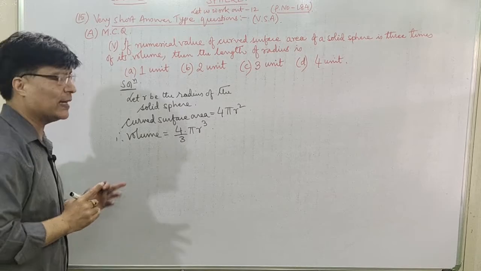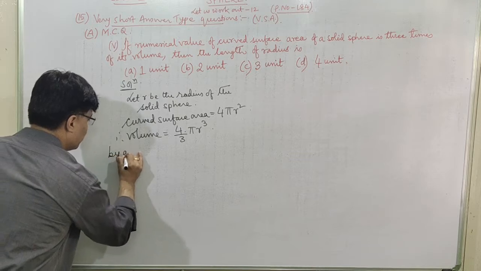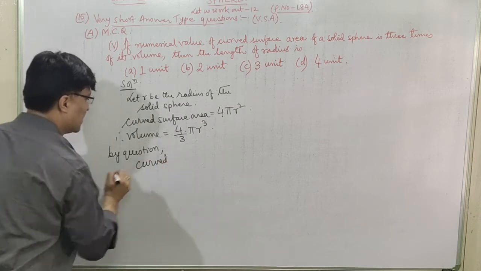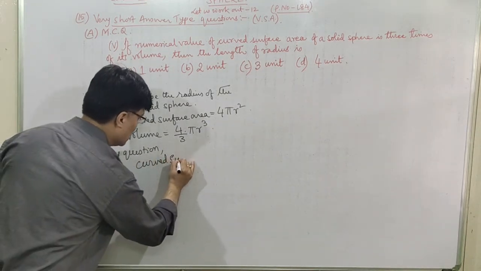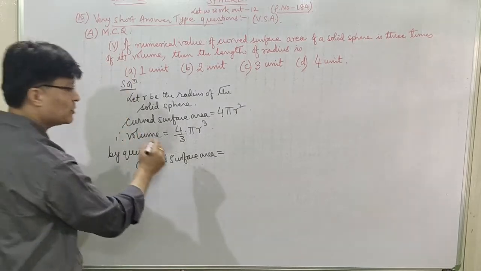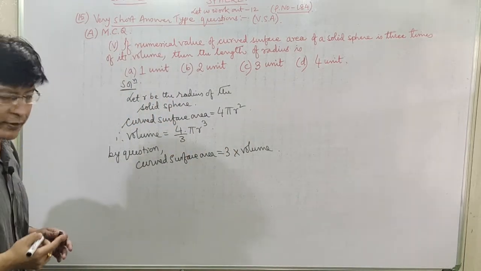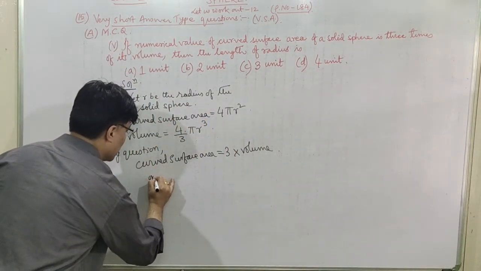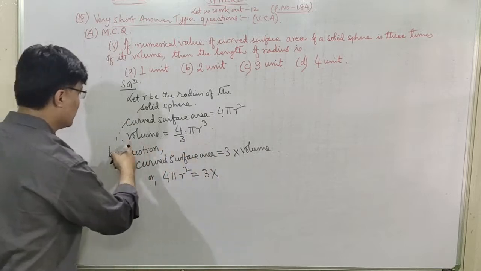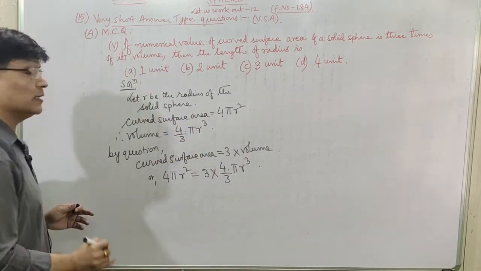Now by question it is given that the curved surface area is equal to 3 times its volume. So by question you can write down that curved surface area is equal to 3 times of its volume, 3 into volume, right? So what is the curved surface area here? It is 4 pi r square is equal to 3 into, what is the volume in this case? It is 4 by 3 pi r cube. I think I've understood it.